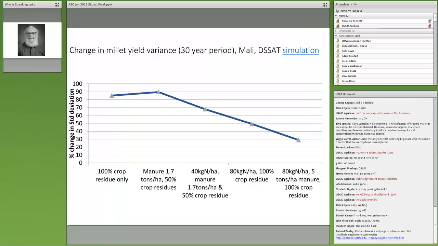Now let's go to this. This was the DSSAT simulation model. We looked at different management practices, from the one where 100% of crop residues are retained in the plot, and then this one, manure 1.7 tons and 50% of crop residues retained, and so on. As you go from left to right, the risk is declining. And this was a 30-year period of simulation, telling you that if you have more carbon in the soil, the yield risks are reducing. And all those climate-related risks, which are very frequent, especially in dry areas, that's something which is good.